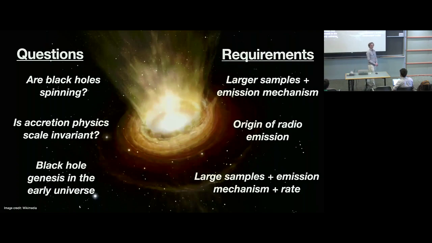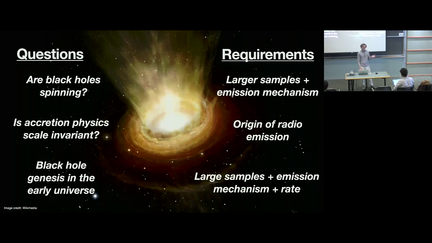But none of this is easy, of course. So we need large samples to measure black hole spin. We also need to know how the luminosity of TDEs depends on several properties. And for this one in particular, we want to know how the luminosity depends on the mass of the star, because a higher mass star you can still disrupt in a higher mass black hole. So if you want to do spin measurements, you better understand how the luminosity depends on stellar mass. So that's the emission mechanism.